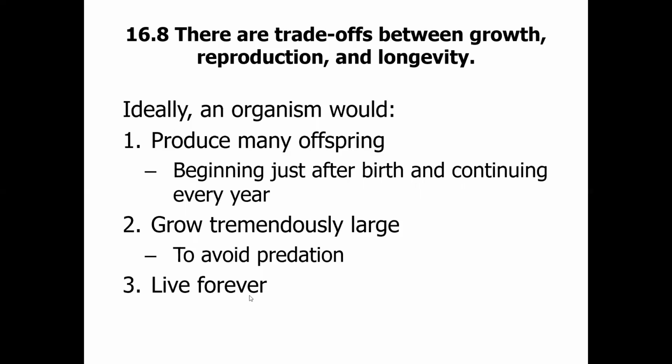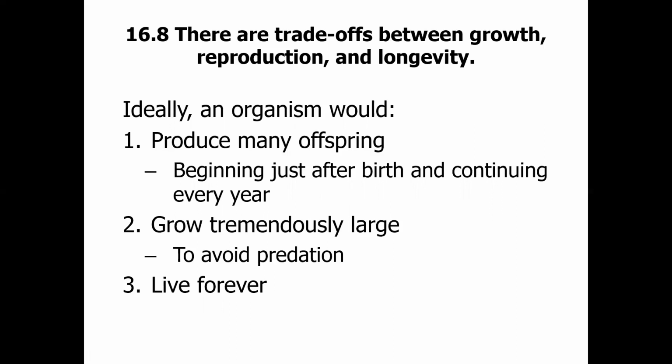Ideally, any organism would be able to have a bunch of offspring year after year, just keep pumping out babies. You'd be able to grow really large, so you wouldn't have any predators. You'd be the top dog, and you'd live forever. So you wouldn't actually have to die. You could just keep passing on your genes because you keep having offspring because you exist forever.